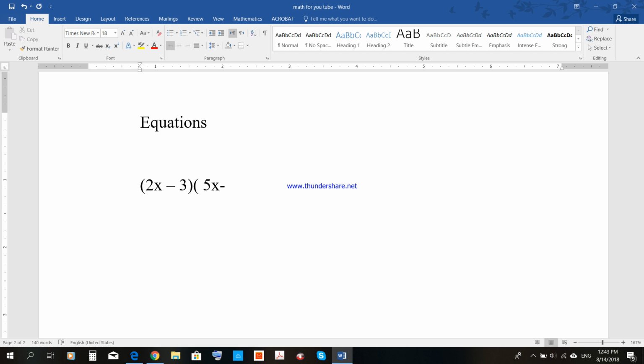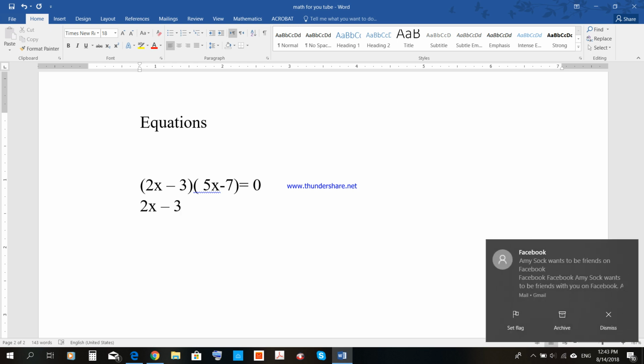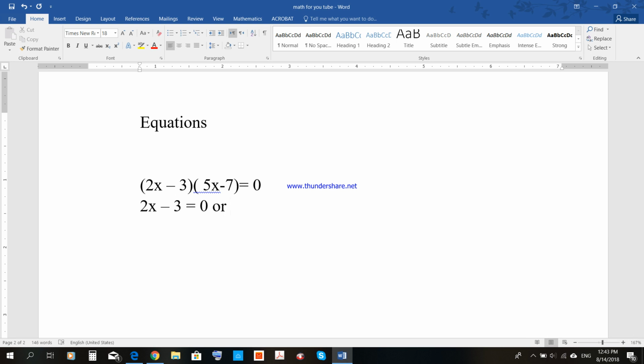(5x minus 7) equal to 0. That we said 2x minus 3 equal to 0. We put "or", not "and", 5x minus 7 equal to 0.